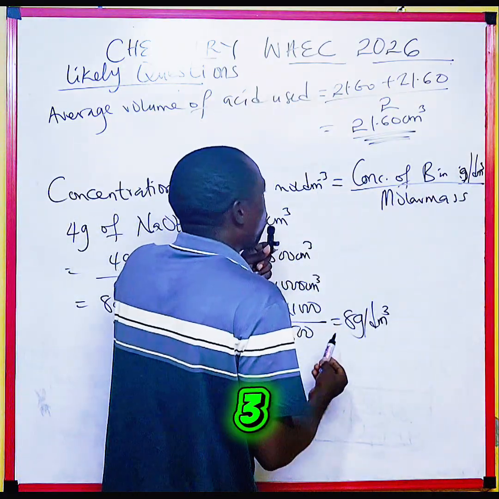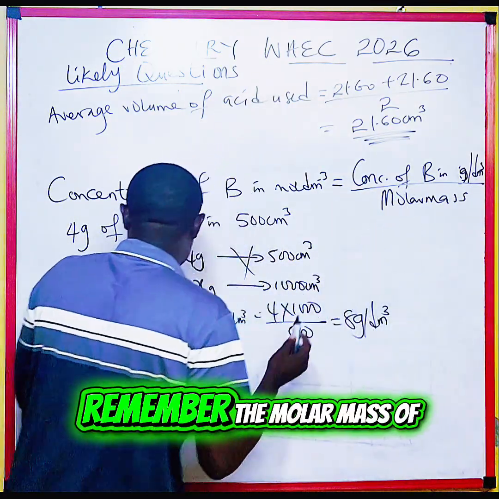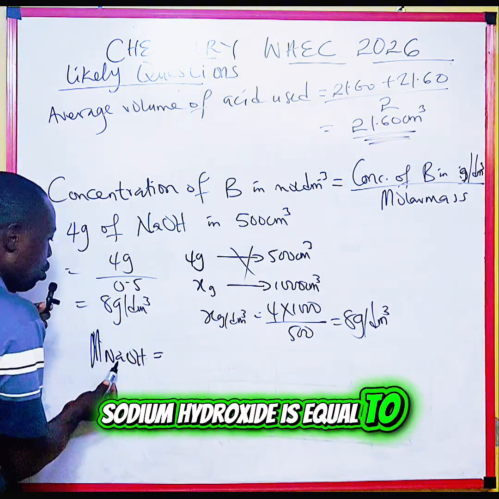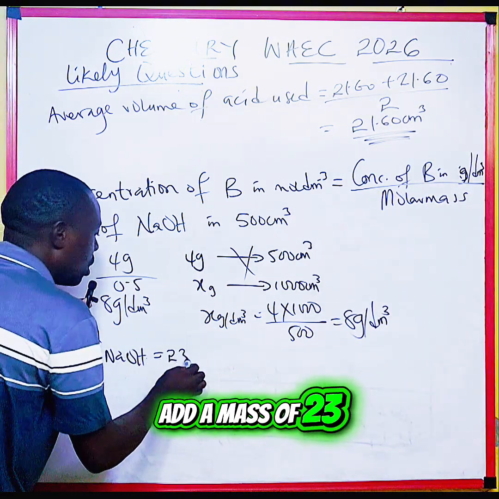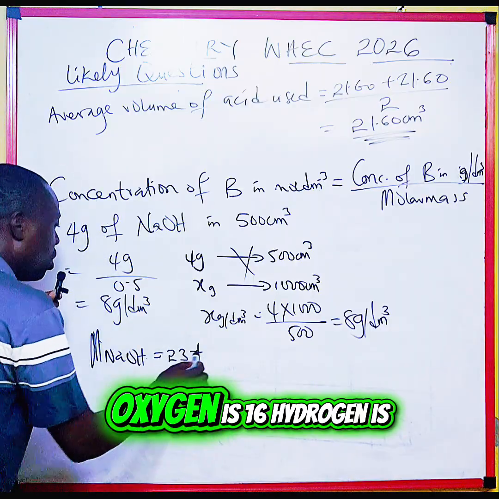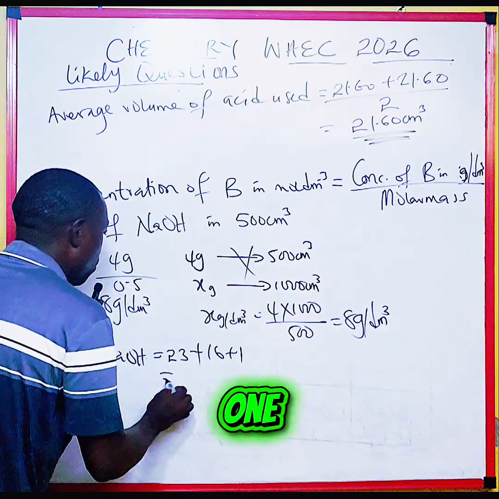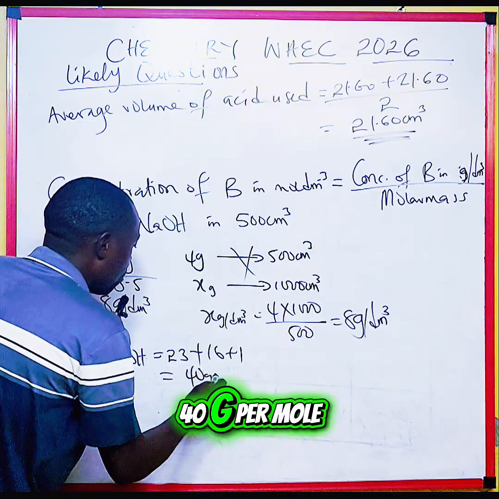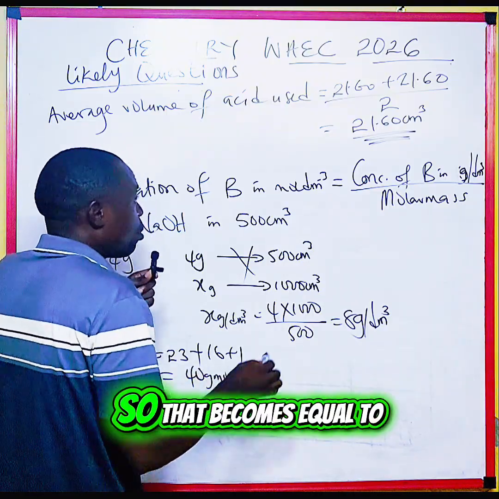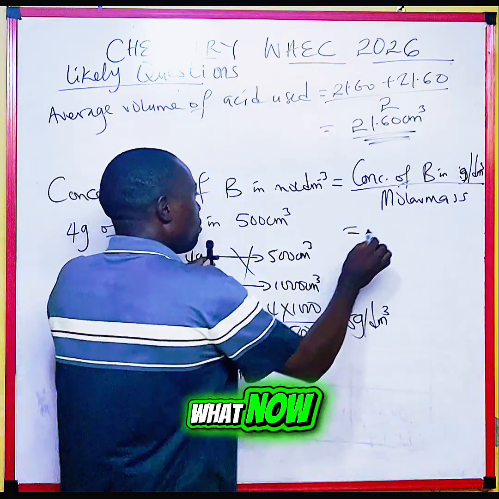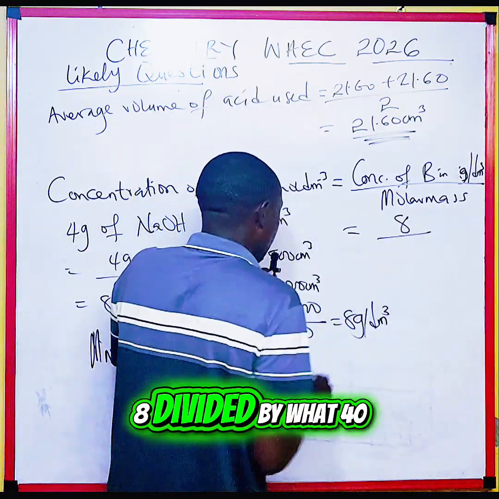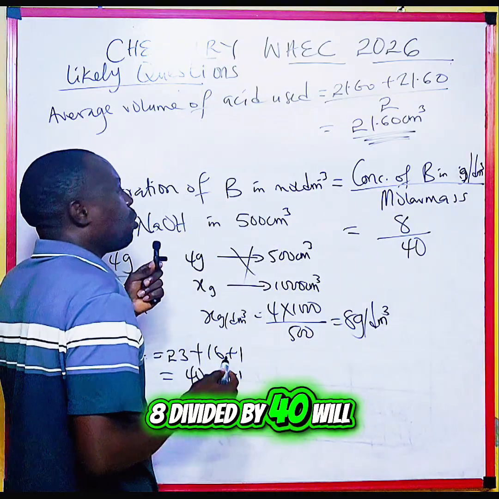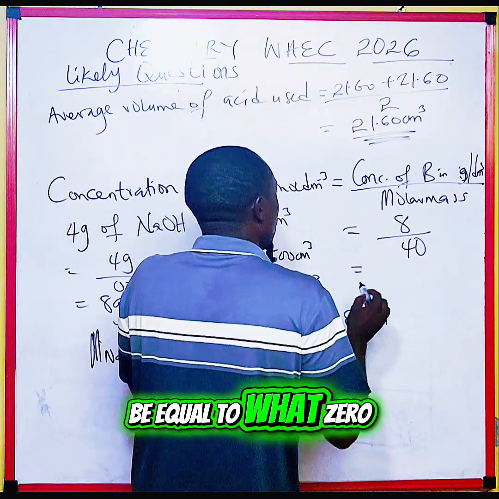Now that we have our concentration of B in gram per dm cube, we can calculate the molar mass. Remember, the molar mass of sodium hydroxide: sodium has a mass of 23, which they will give to you, oxygen is 16, hydrogen is 1, which gives 40 gram per mole. So here becomes equal to 8 divided by 40. 8 divided by 40 will be equal to what?